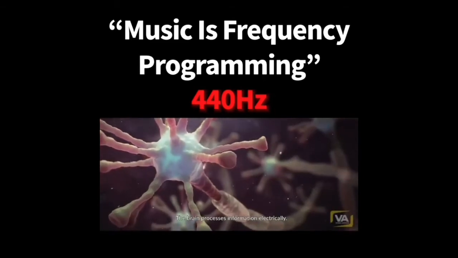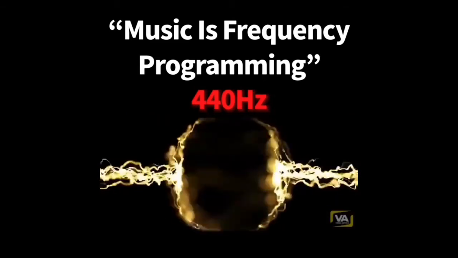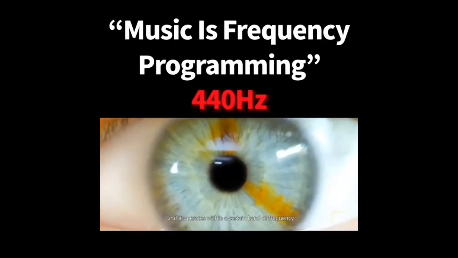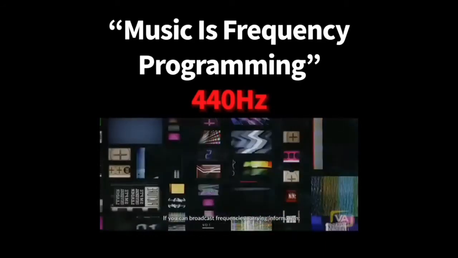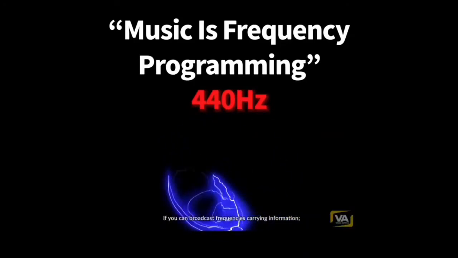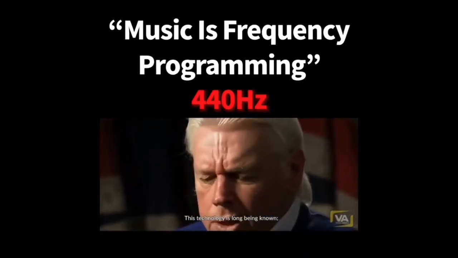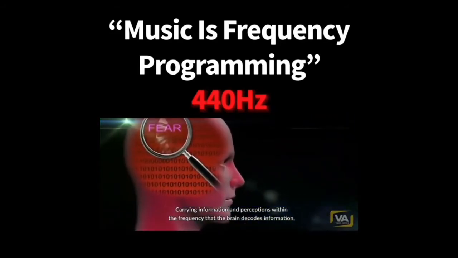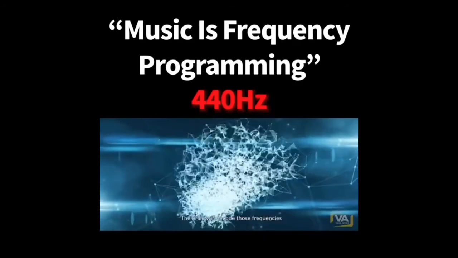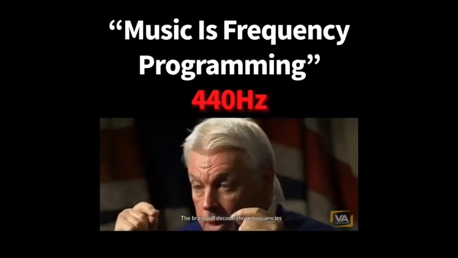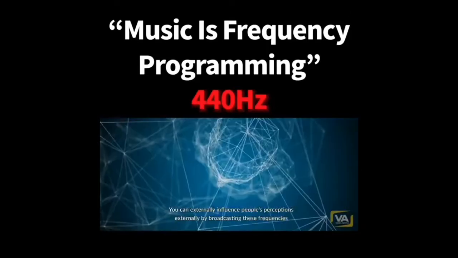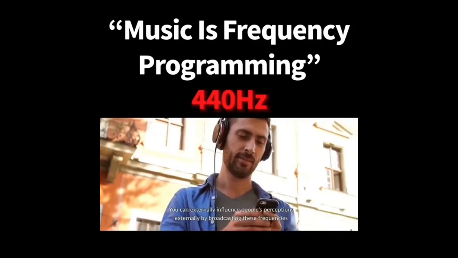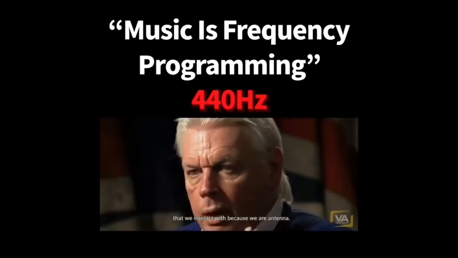The brain processes information electrically. It communicates with the cellular structure electrically, and it operates within a certain band of frequency. If you can broadcast frequencies carrying information, this technology has long been known, carrying information and perceptions within the frequency that the brain decodes, the brain will decode those frequencies and will have those perceptions. You can externally influence people's perceptions by broadcasting these frequencies that we interact with, because we are antenna.